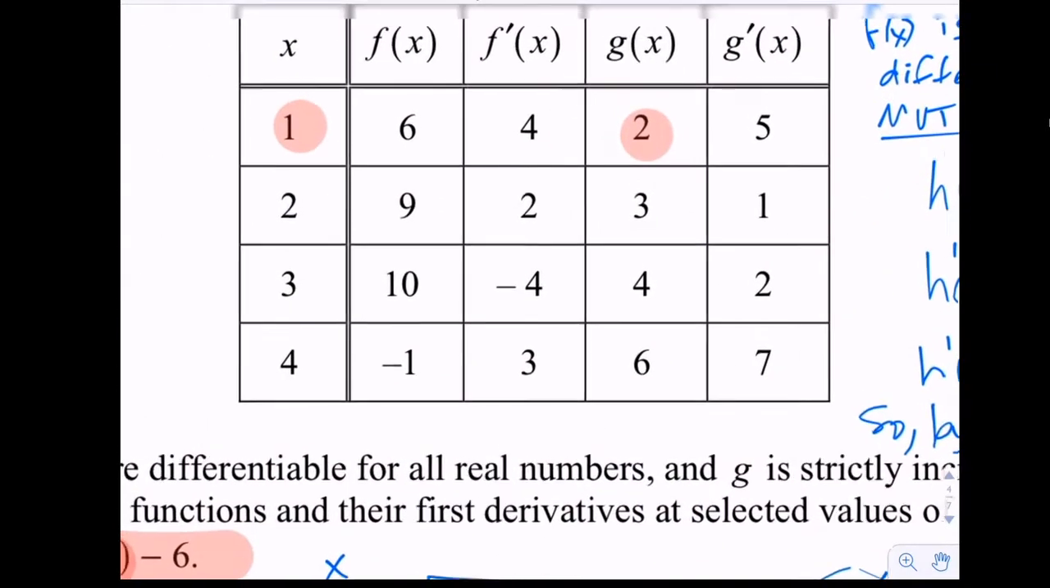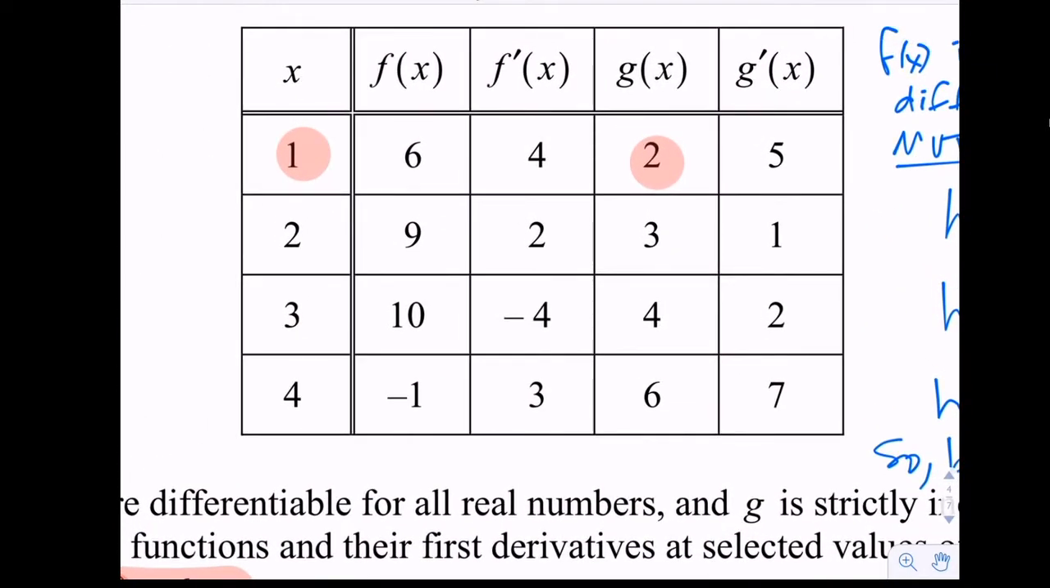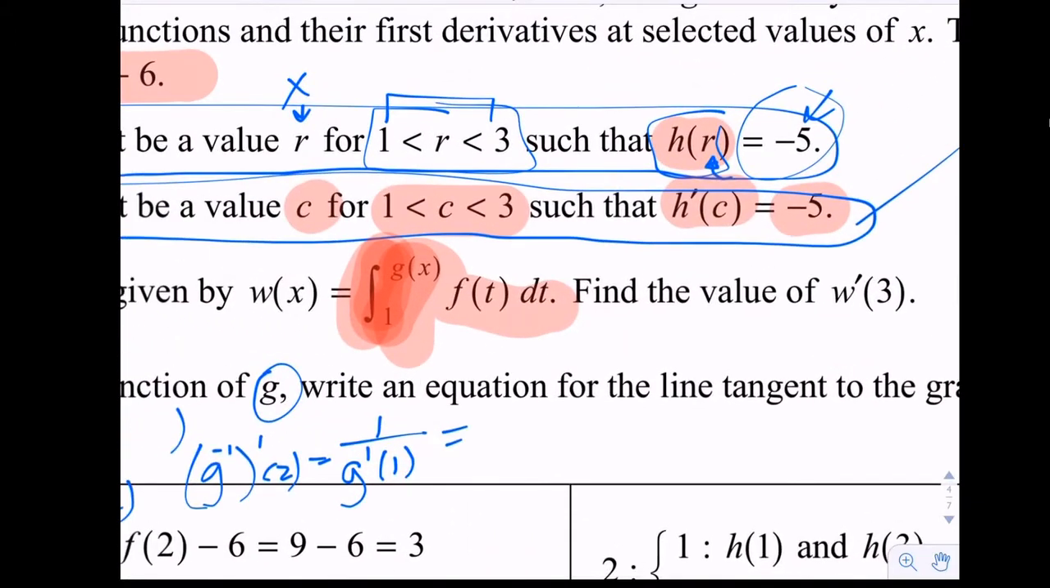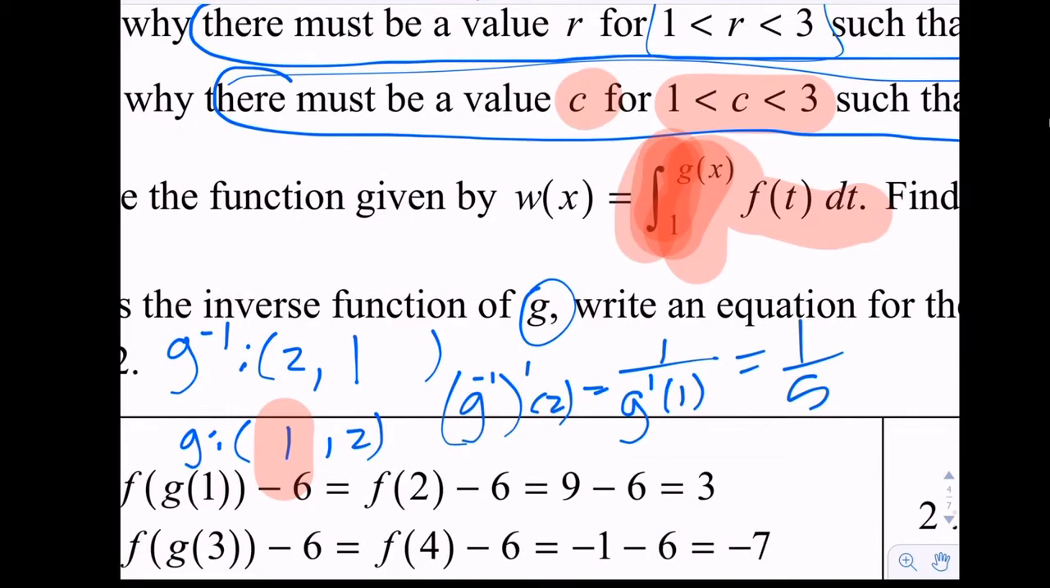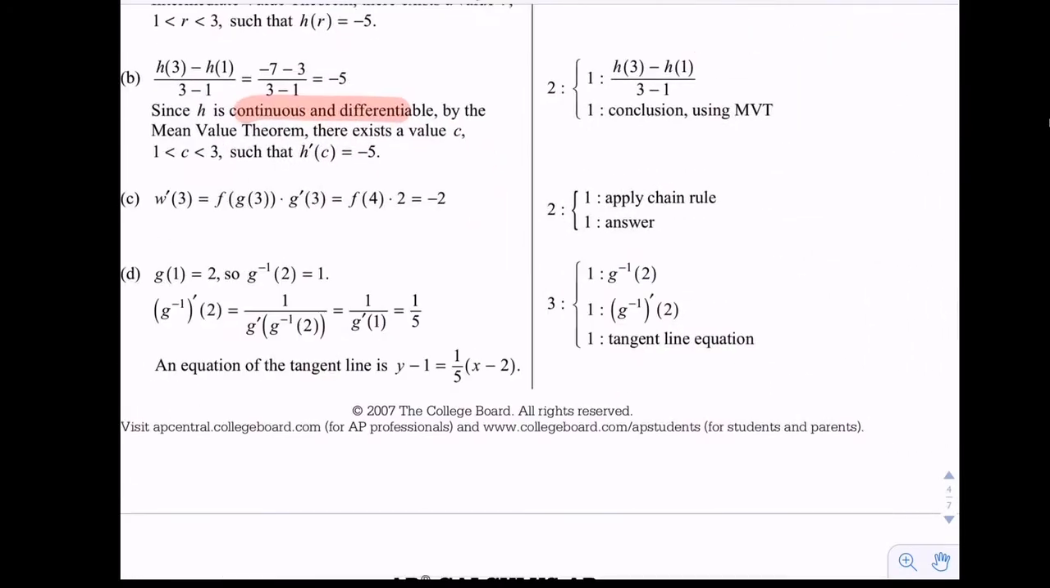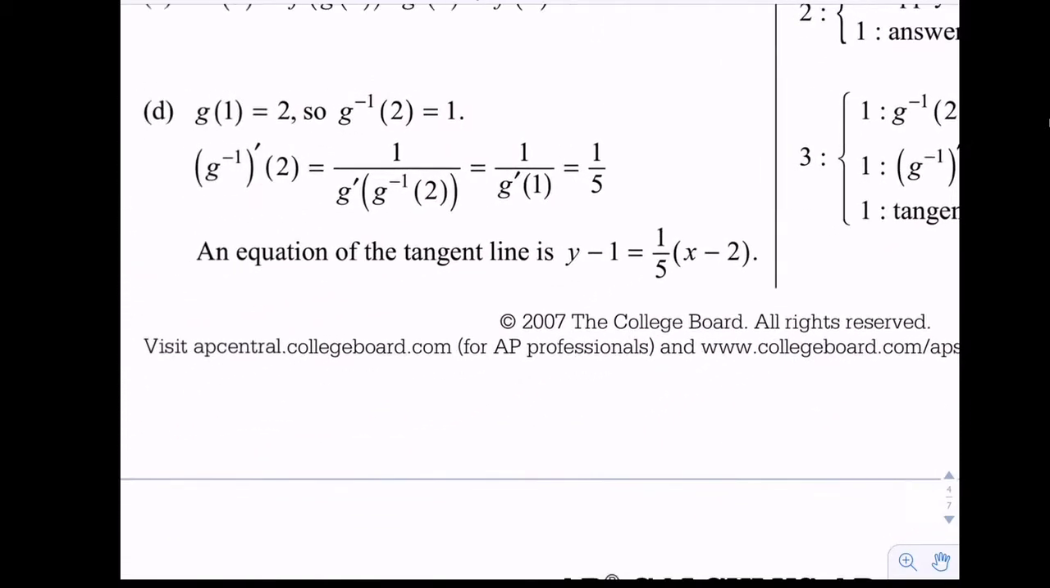Let's go to the chart. G prime of 1. It's going to be what? No, that's G prime of 2. Oh, I see why they put the 1 there, though. G prime of 1 is 5. So the answer should be what? 1/5. And notice my notation is kind of all intact. You should work out C just like as foreshadowing. We got 3 points for that.